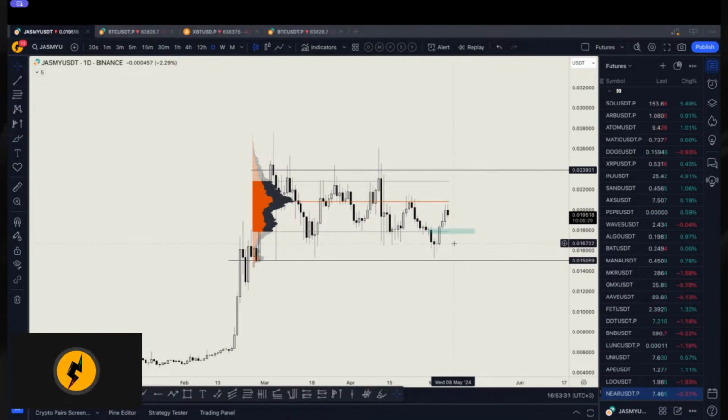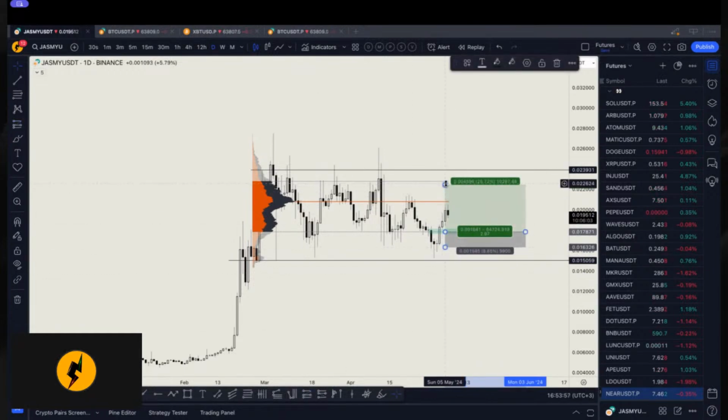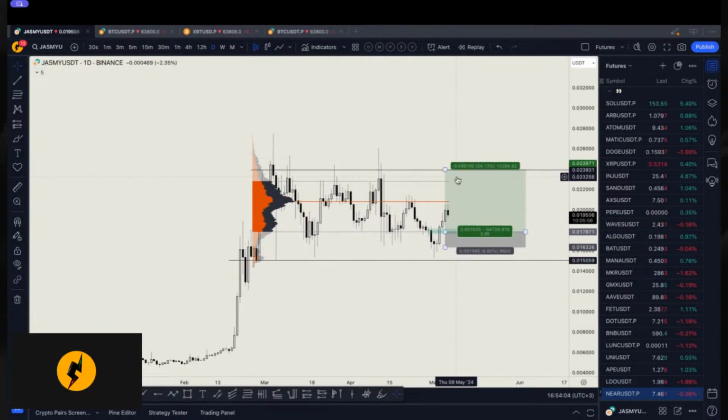But one thing that I don't like about JASMY is that we didn't go below this low. So we have only one deviation outside the volume range, not the price action range. This is just one thing that you need to take into consideration. But I still think, going long from here, targeting the range high gives you a 4-hour trade. Looks fine.